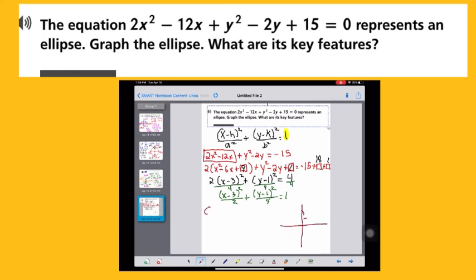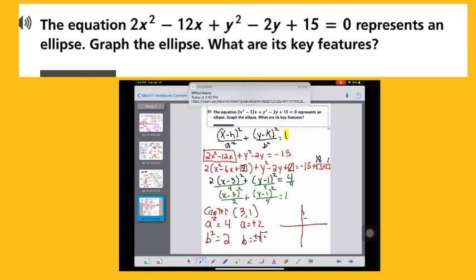To do that, I need the center. The center is at 3, 1. So there's my center. My a squared value is going to be 4, and my b squared value is going to be 2. So my a is equal to plus or minus 2, and my b value is equal to plus or minus the square root of 2. My center is at 3, 1. I think we've had that quite a bit. That center is at 3, 1.